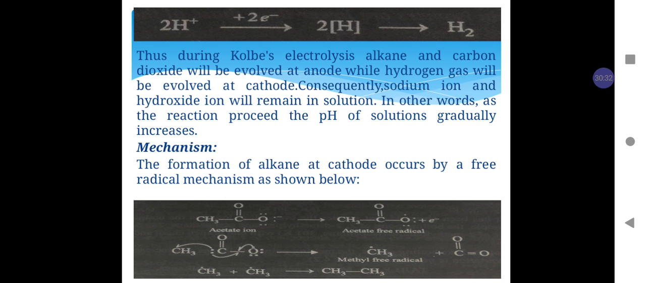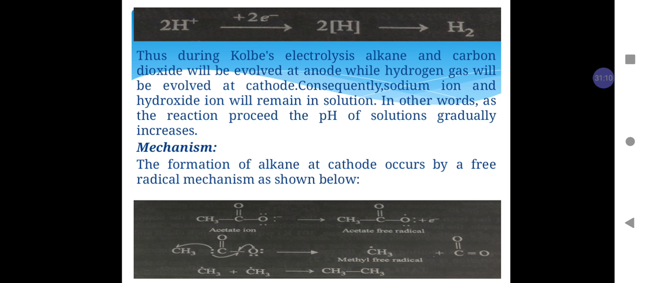From this mechanism or reaction which occurs at anode and cathode, we see hydrogen gas is evolved at cathode, while carbon dioxide and alkane are formed at anode. Now, the remaining ions in the solution are sodium ion and hydroxide ion. These two ions combine with each other to form sodium hydroxide.